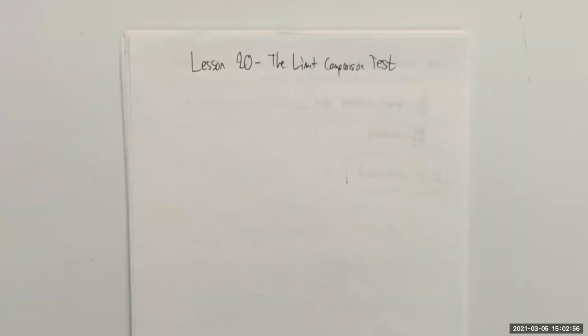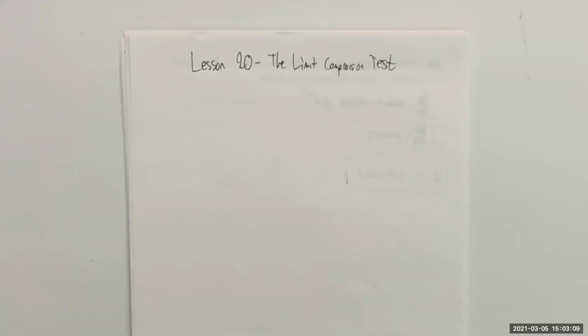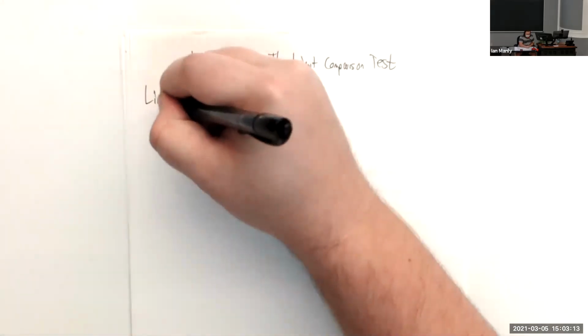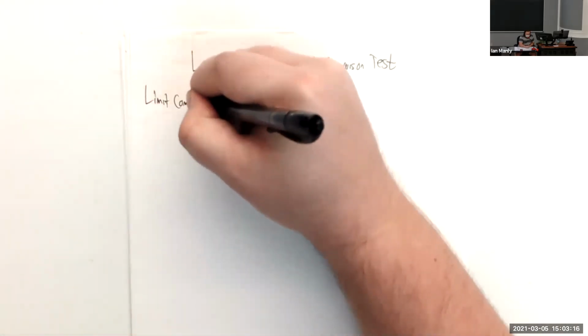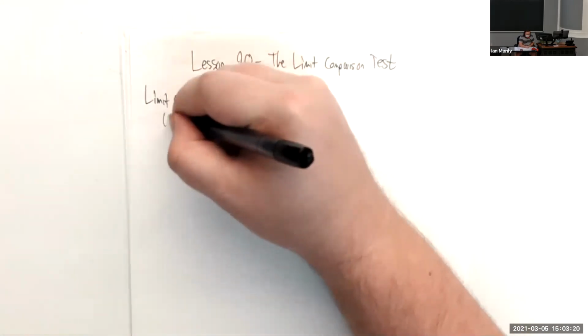So what we're going to do today is learn an alternative to the direct comparison test called the limit comparison test, where it's not essential that one function be bigger than the other for all of the n values. So let's talk about what the limit comparison test is before we start using it. And again, three words is too many, so this is going to be called LCT.